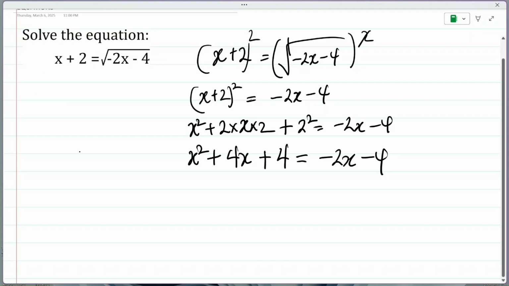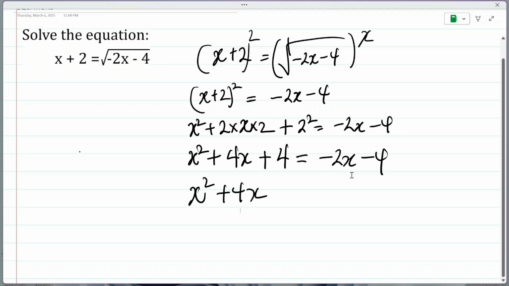At this point we're getting a quadratic equation, and the steps so far are very easy. All you have to do is eliminate the square root, then solve down to this point where you have a quadratic equation. And for you to make it proper, you move both the minus 2x and the minus 4 from the right hand side to the left hand side. Collect like terms, then solve down. So you have x squared plus 4x.